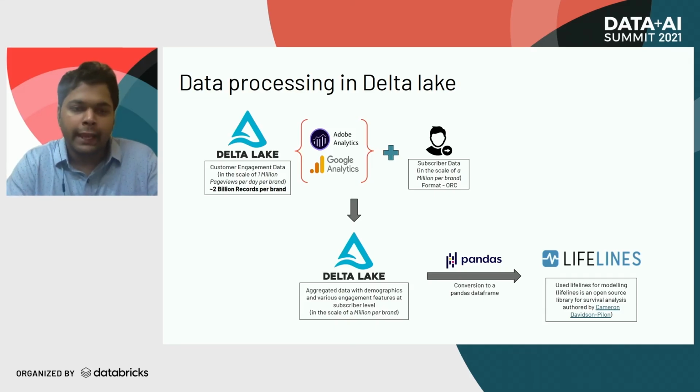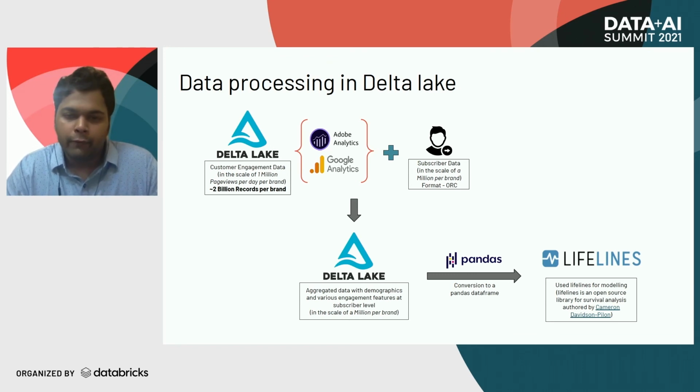So all the engagement data is stored in the silver tables within Delta Lake. So we read through those silver tables and we run multiple queries to aggregate data at the subscriber level and also create all the required features that we need, and then write it to Delta Lake again. And then we read this data and convert it into a Pandas data frame to finally leverage the Lifelines package to build survival models.